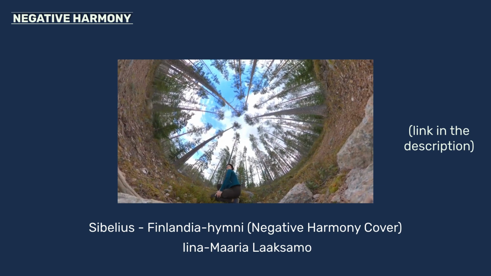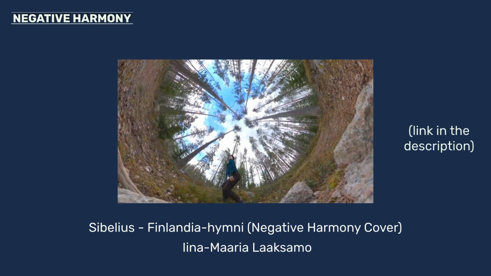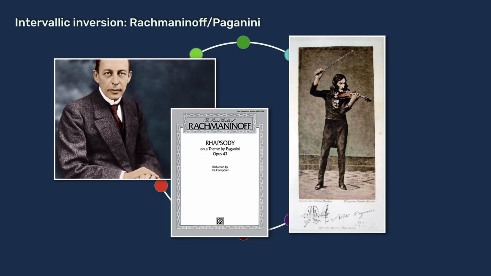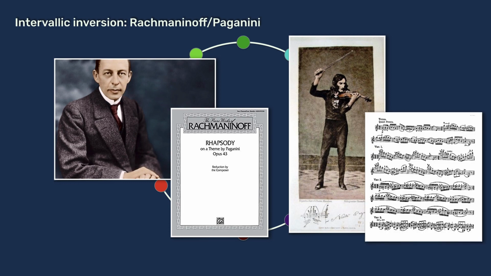As we said before, intervallic inversion is nothing new in Western music. One very interesting example of the use of inversion as a variation device is in the 18th variation of Rhapsody on a Theme by Paganini, composed by Rachmaninoff and based on one of Paganini's caprices for solo violin.